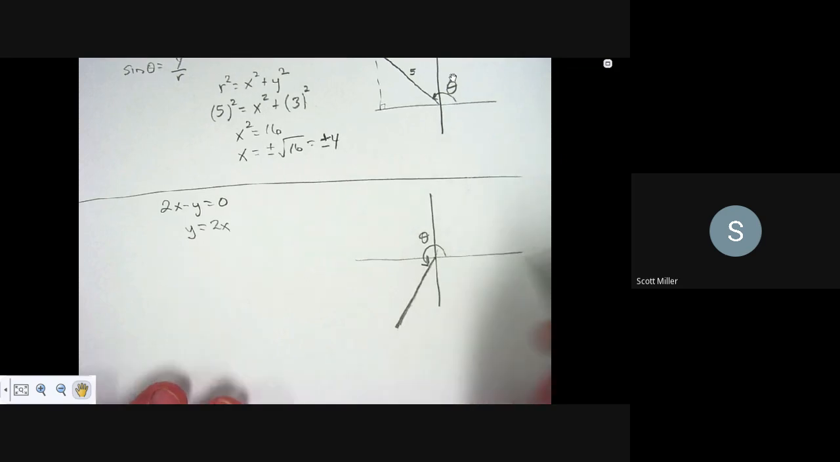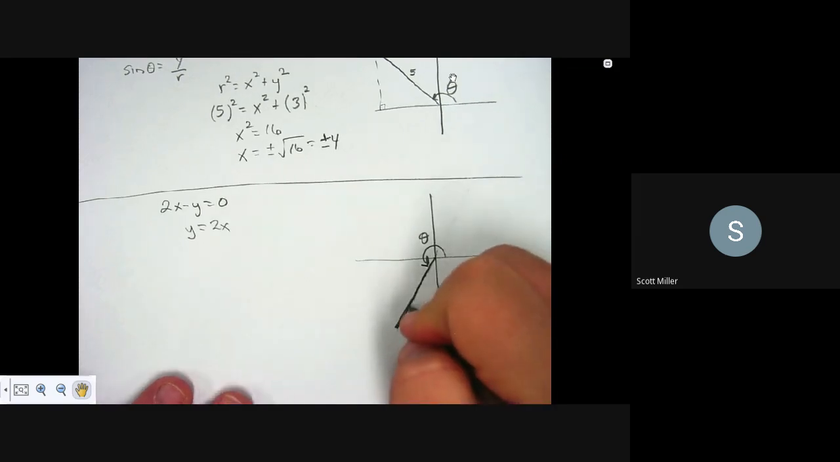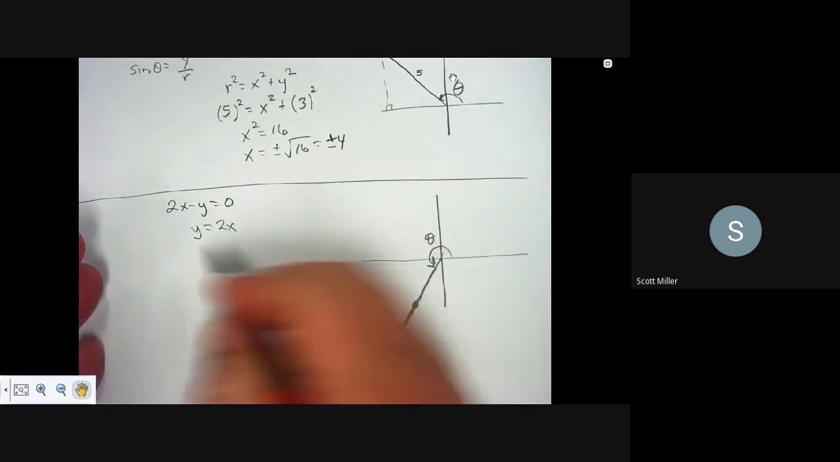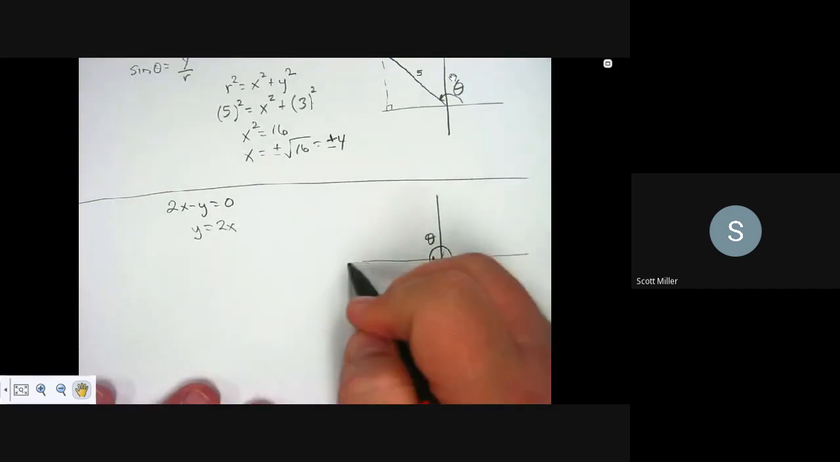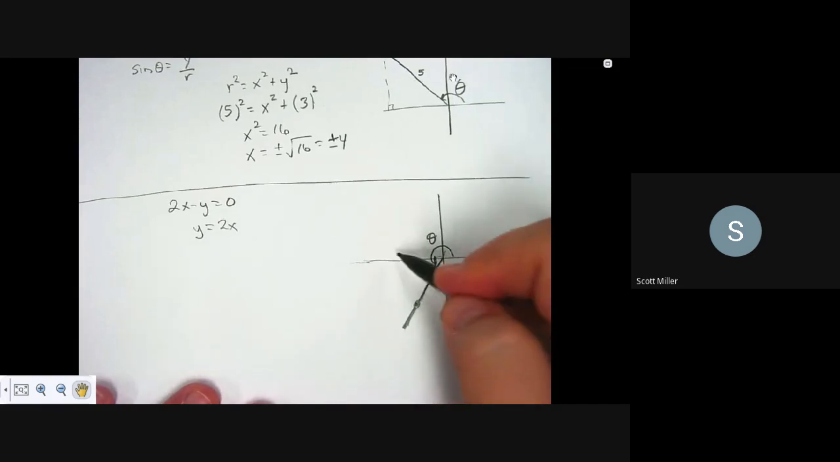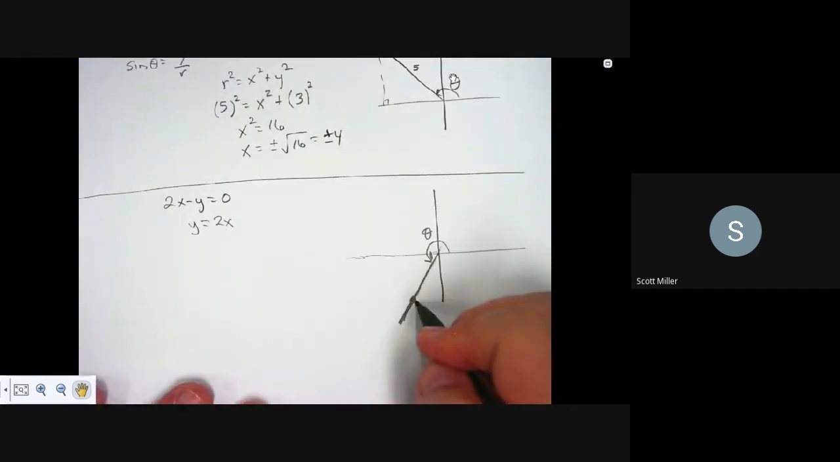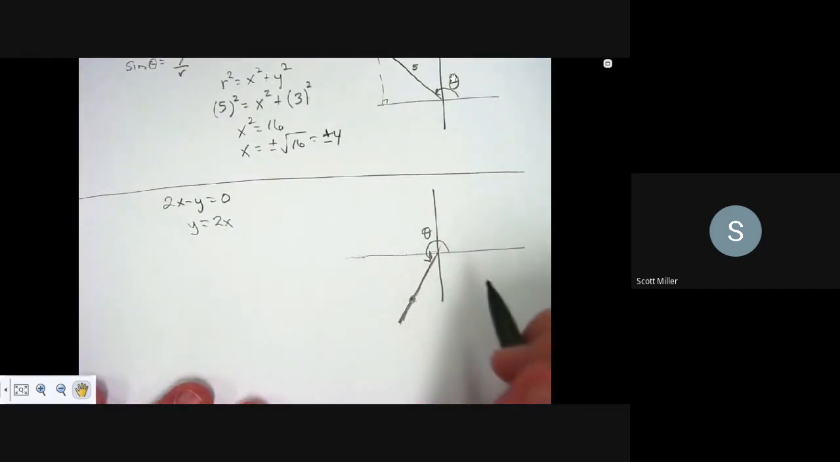So how, again, do I find a point? How do I get a point on this line? Well, I can get any point I want on the line. Just plug in an x value. So the x's are going to be negative because you're in quadrant 3. If I plug in negative 2, I'm going to get negative 4. So that's how I can get that point. I can plug in any number I want.